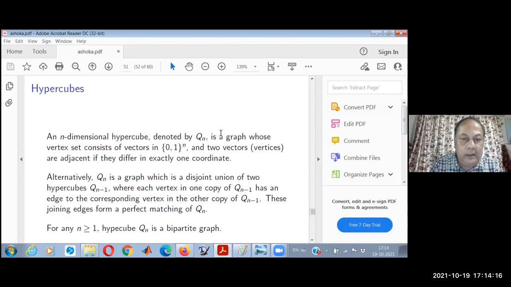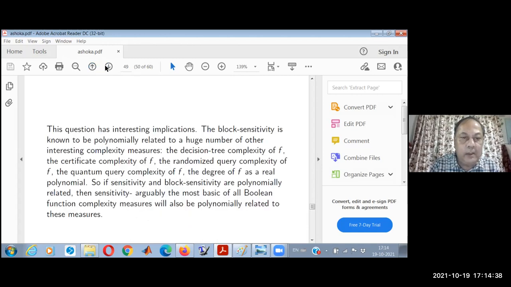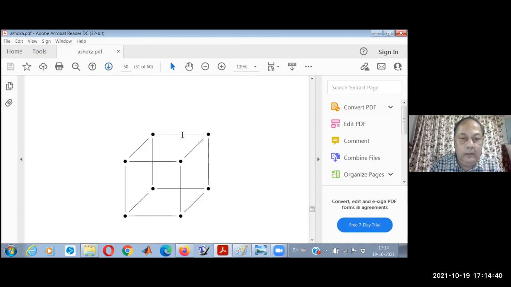Hypercube: I already mentioned that the hypercube in dimension n has exactly the n-tuples as its vertices, and 2 vertices are adjacent if they differ in exactly 1 coordinate. Qn is the notation for the hypercube of dimension n. The hypercube is a bipartite graph, which you can also see from this picture. A graph is bipartite if it has no odd cycles, so it has no odd cycles.